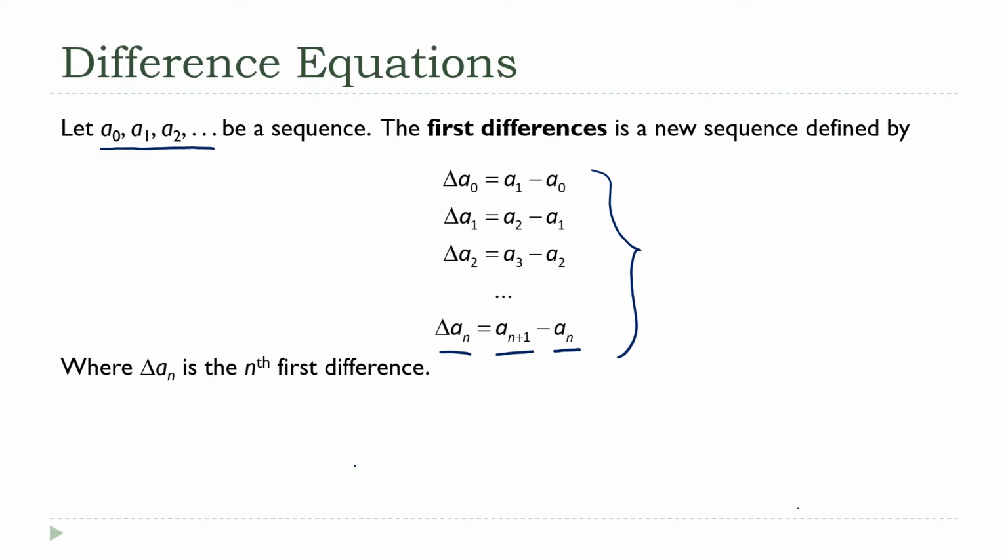You might reasonably think, well, shouldn't it be a sub n minus a sub n minus 1? But I think it's a little clearer if you think of this nth difference as how much the sequence changes or grows during the nth time interval.